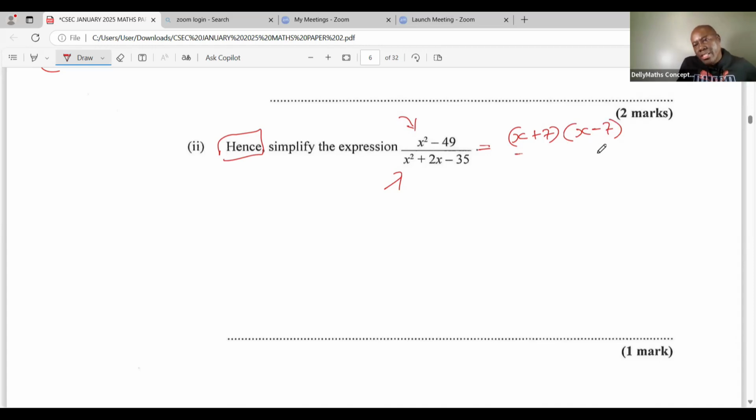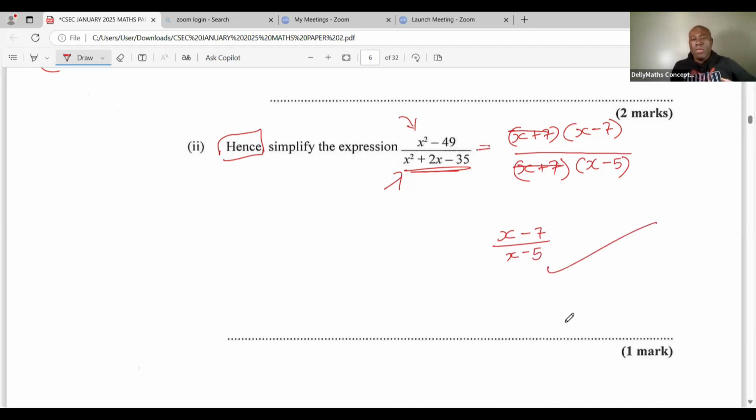All right, and that is going to be over the factor form for this. We actually had x plus 7 and x minus 5. So we brought them back. And now you could see that x plus 7 cancels x plus 7. So what we're left with is x minus 7 all over x minus 5. And this is done. So that's a 1-mark question, as you could see right there.